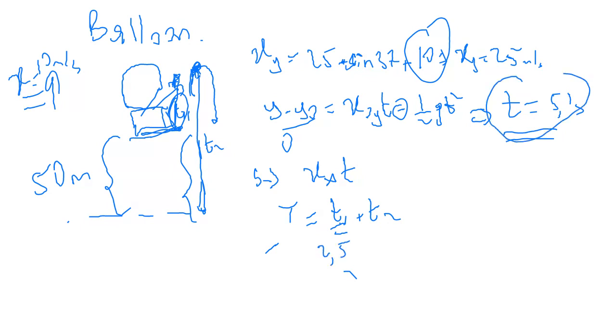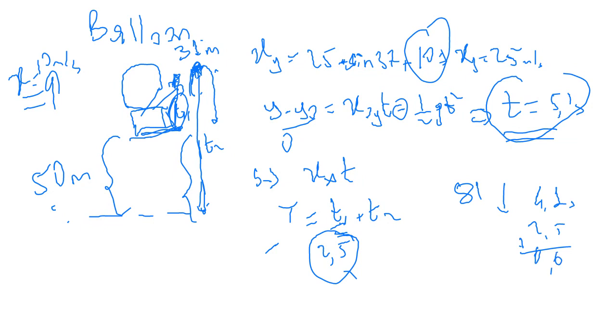It is around 2.5 seconds, and within 2.5 seconds, it goes up around 31 meter. So the highest point is just 50 plus 31, which is 81 meter. So from 81 meter, it makes free fall. And the time to reach the ground is 4.1 seconds. And we have 2.5 to reach the maximum. So it is around, let's say, 6.6 seconds.